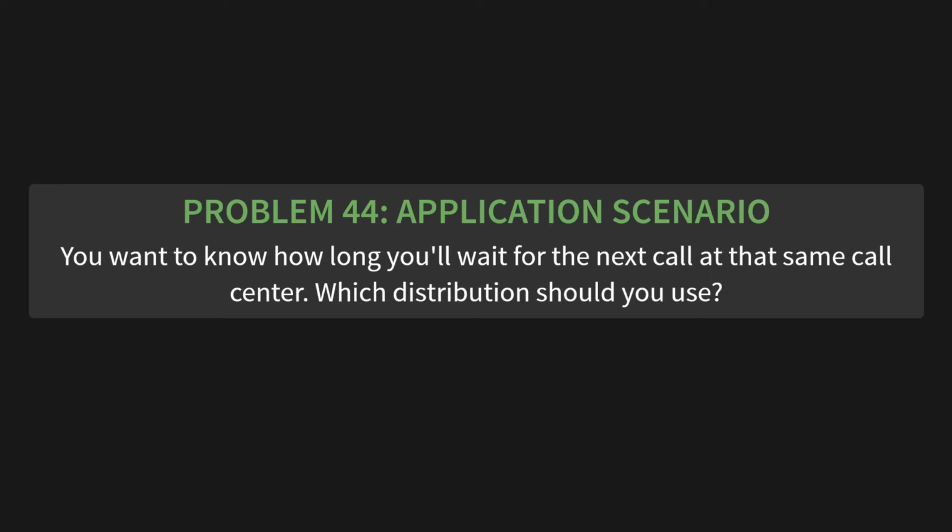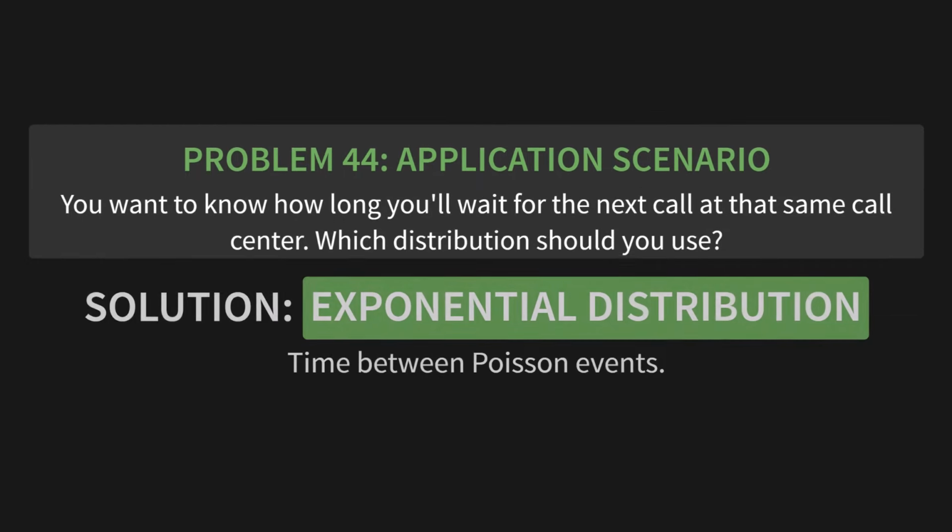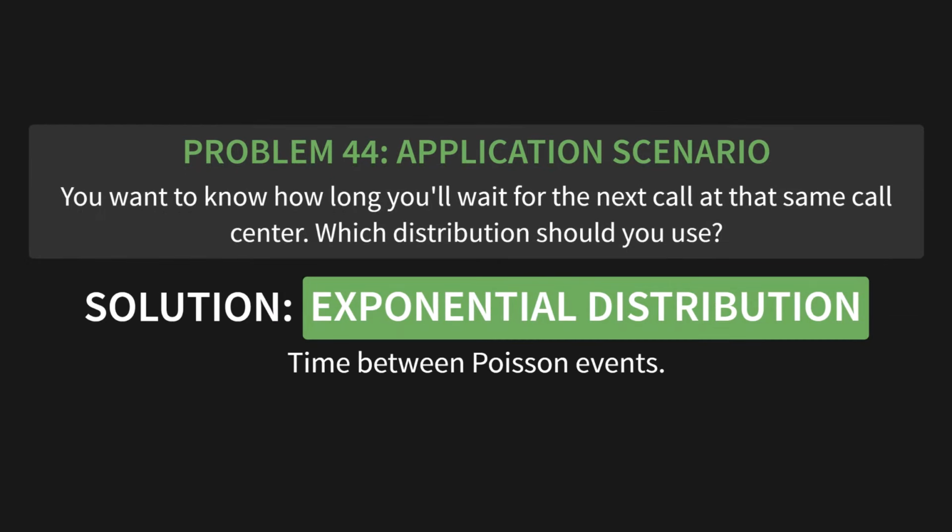You want to know how long you'll wait for the next call at that same call center. Which distribution should you use? Exponential distribution, time between Poisson events.